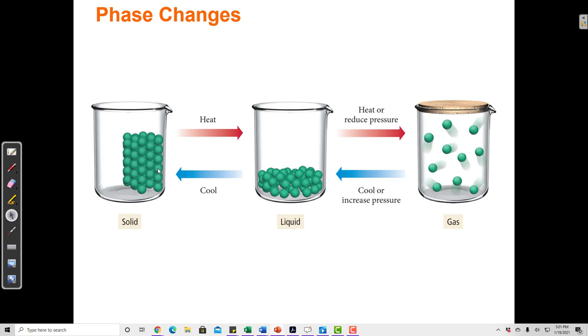So if I add kinetic energy, then we can change the sample from a solid to a liquid to a gas. But what temperature that change occurs at has to do with differences in intermolecular forces, differences in the attraction between particles. For example, oxygen is a gas at room temperature, but water is a liquid at room temperature. So different substances have different properties, which is a function of the strength of their intermolecular forces.